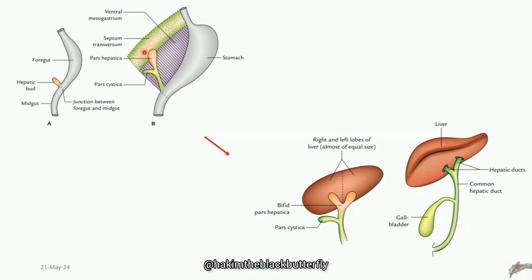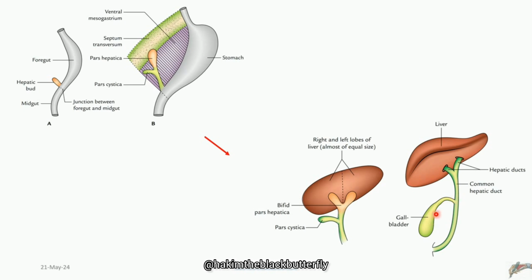Okay, then the pars cystica. The pars cystica is going to, of course, grow and develop into the gallbladder, as you can see, and the cystic duct. Okay, as simple as that.